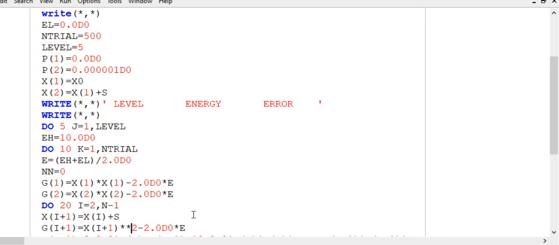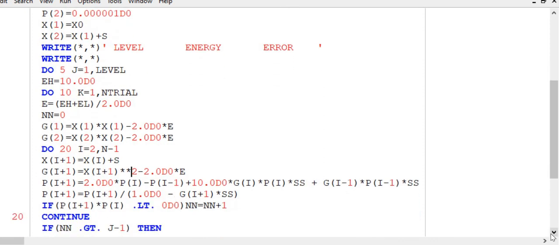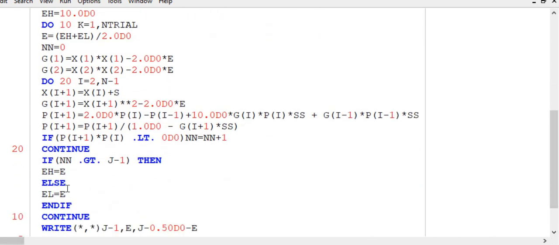Then another loop starts for psi. We call it the psi loop because it goes from 2 to n minus 1, so it evaluates all the psi, that means psi at all the points, and also gives the number of nodes available. And then finally the game logic is also here in this portion: if n is greater than j minus 1, then EH is e, else EL is e. So the upper and lower bounds are redefined according to the problem, and then finally write.